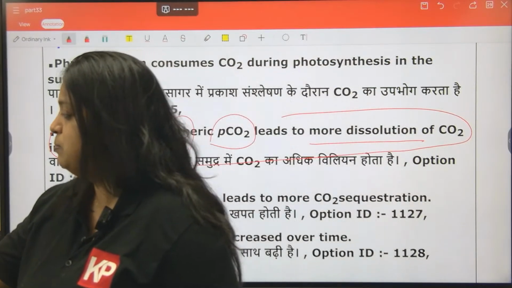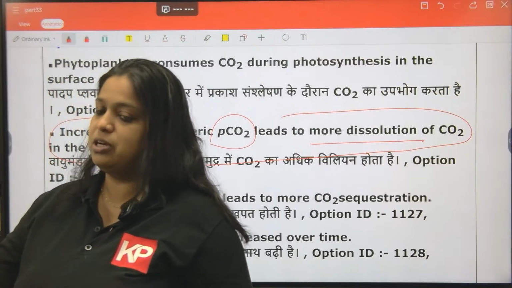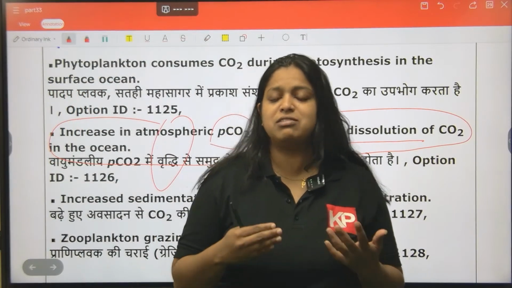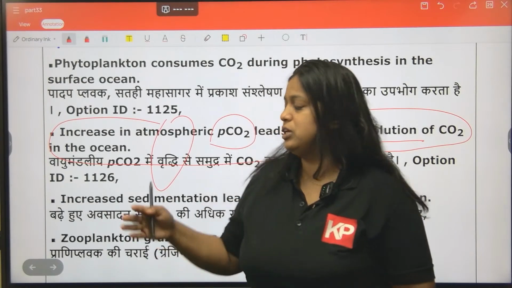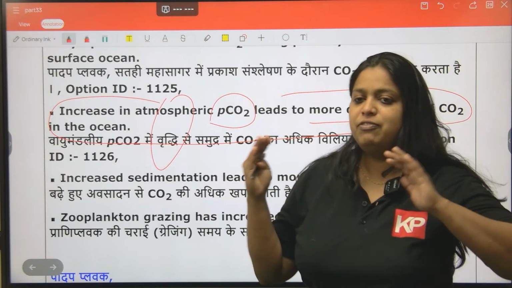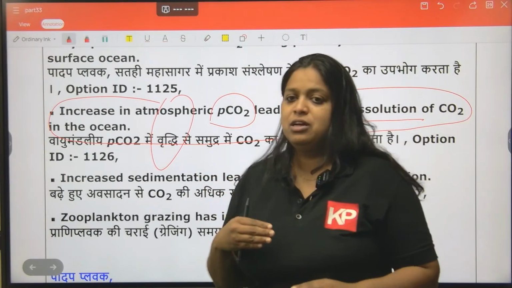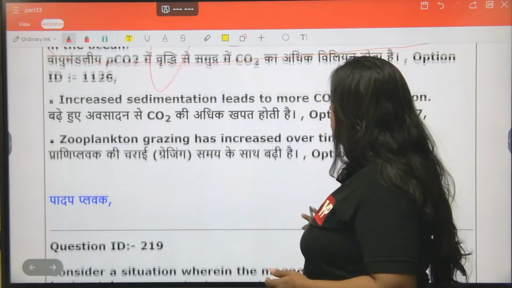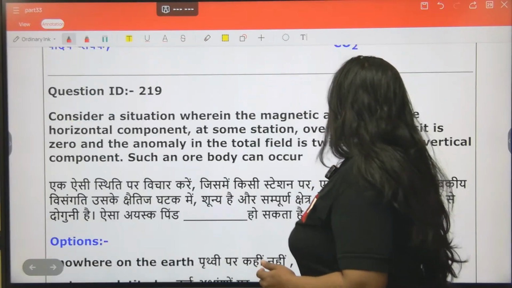So yes, dissolution of calcium carbonate, CaCO3. Sometimes they'll ask about CaCO3 relationship with carbon dioxide. Sometimes they simply ask about carbon dioxide and will not relate it with calcium carbonate. So this is very important and very easy. So please remember, revise the sections.